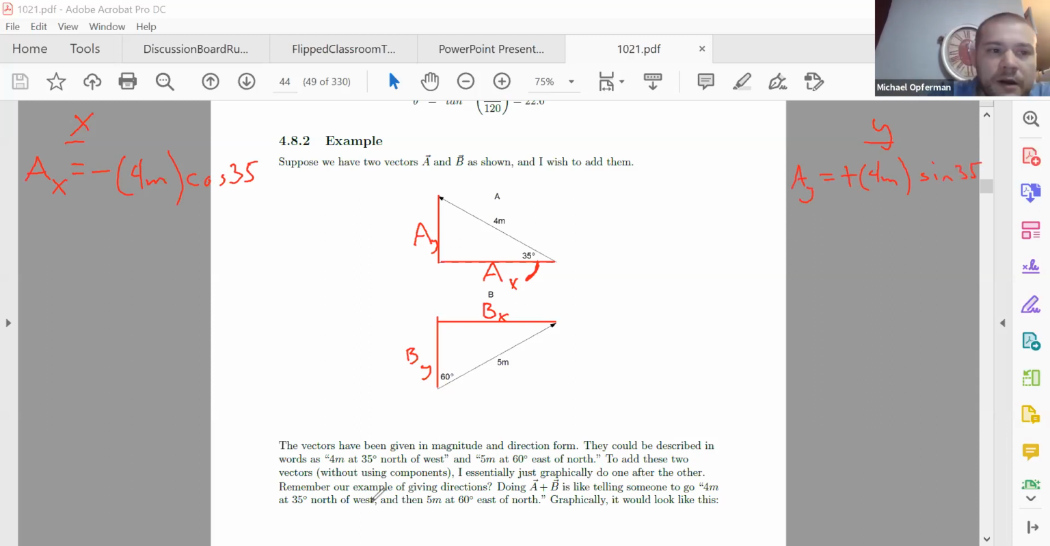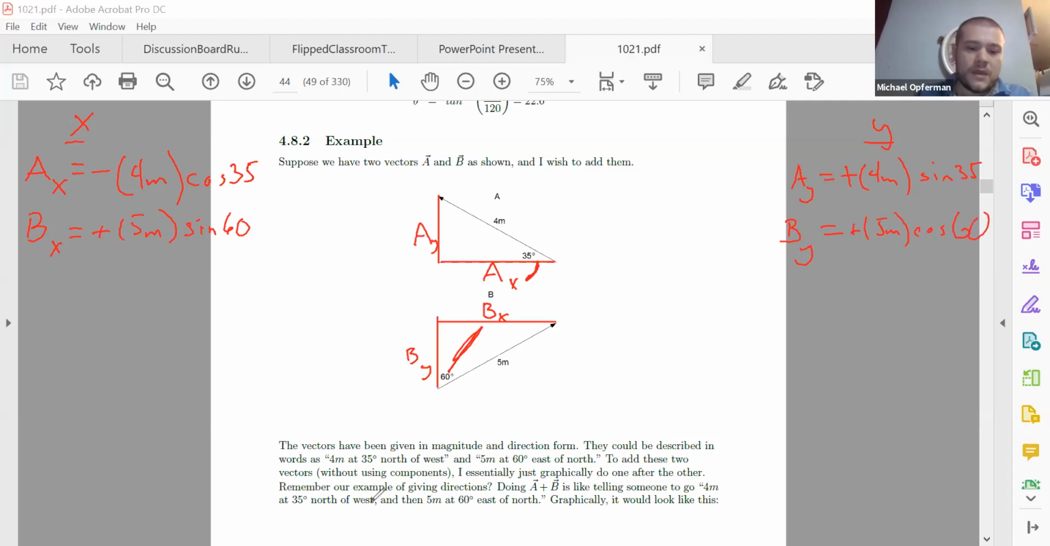All right, then we've got BX. Is it positive or negative? It's positive because that vector points to the right. The magnitude is 5. And in this case, BX is opposite of the 60-degree angle, so that'll be sine of 60. And for BY, that one is positive, 5, and that's going to be cosine of 60.